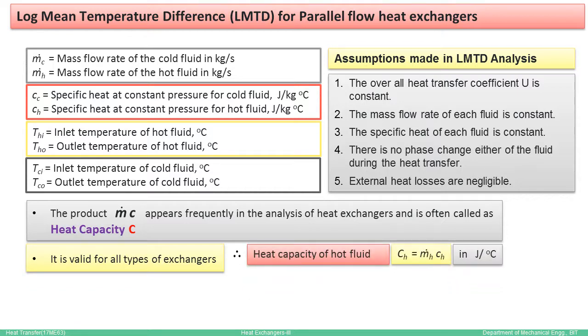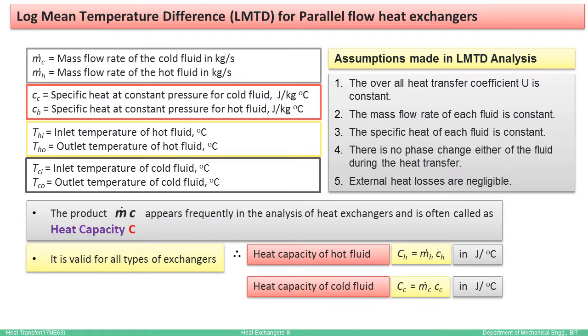We can write the heat capacity of hot fluid as capital C. You must make out the difference from small c. Small c is specific heat, whereas capital C is heat capacity. Heat capacity of hot fluid Ch is equal to mh dot into Ch, expressed in joule per degree Celsius. Similarly, heat capacity of cold fluid Cc is equal to mc dot into Cc in joule per degree Celsius.